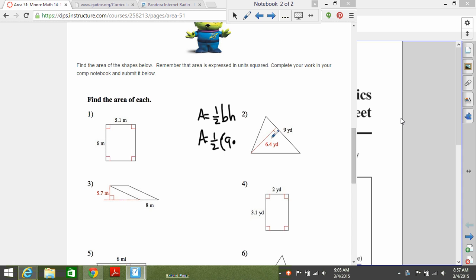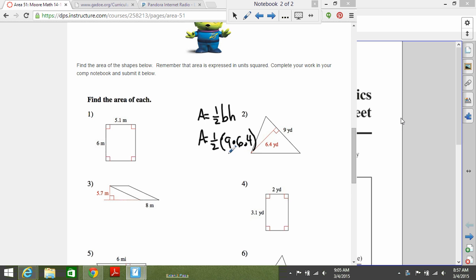And 6.4 is how tall. It's from top to bottom. That's the height of the triangle. Base is kind of like a bottom that it can sit on. All of these could be bases on the outside. Inside is the height. Okay?